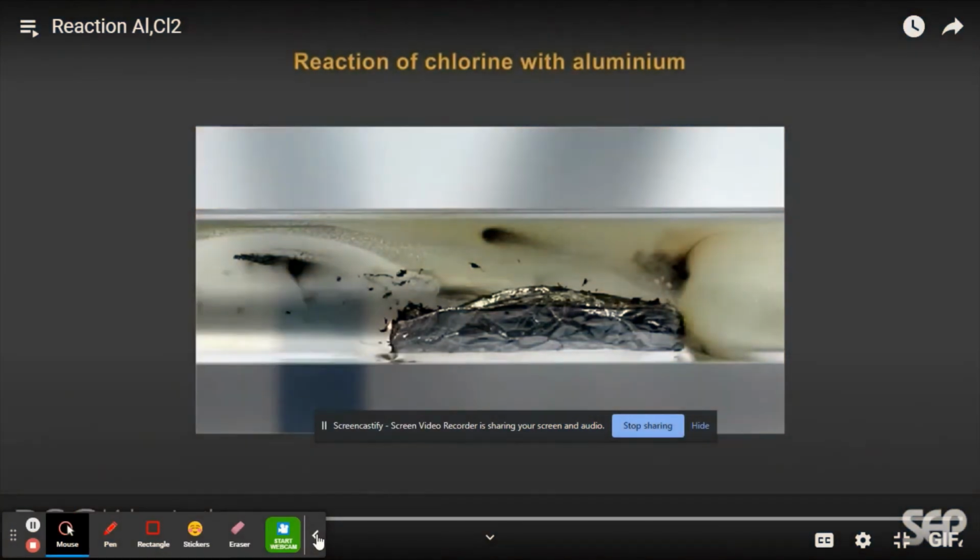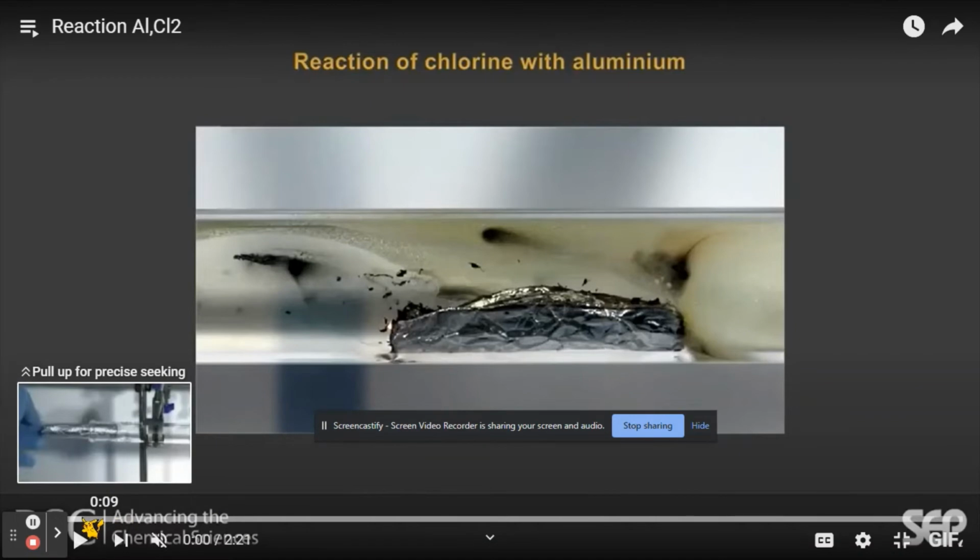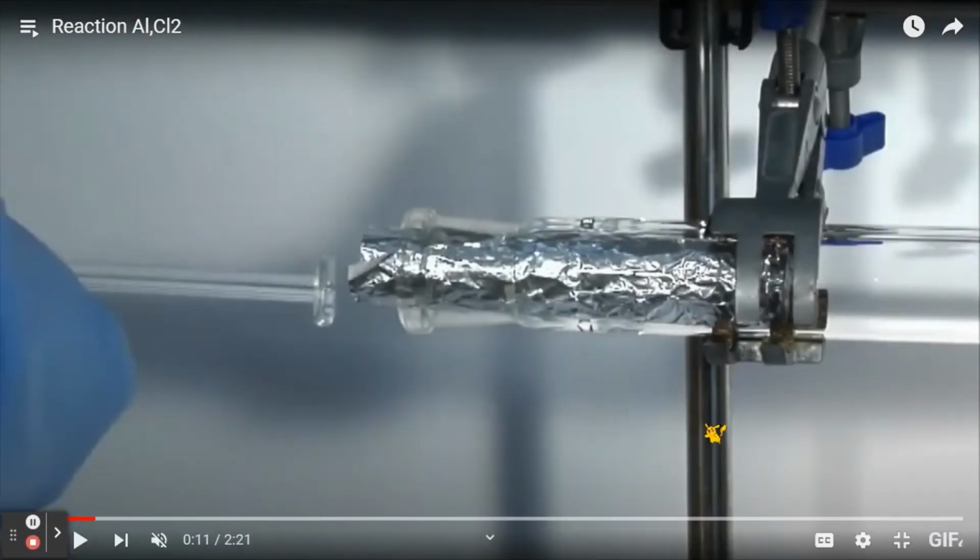what the experiment actually looks like. So, as I said, massive thanks to Cardiff University for having this.